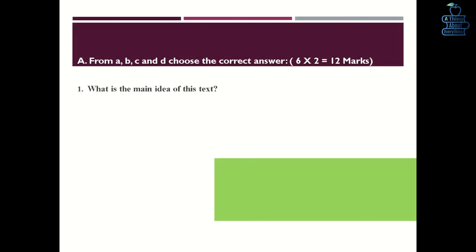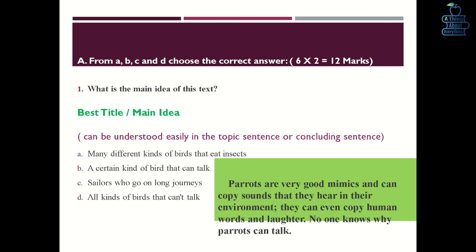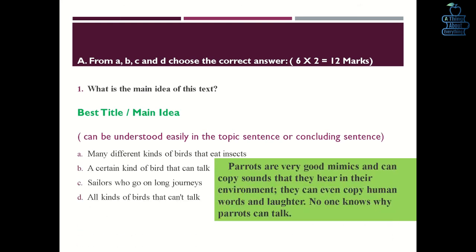Now we have the question. What's the main idea of the text? The best title or the main idea can be understood easily from the topic sentence, which is in the green box. So if you read the introduction, which is in the green box, you can understand that we are talking about a certain kind of bird that can talk. So please, you can always, anytime, stop the video and read, then choose before I show you the correct answer.